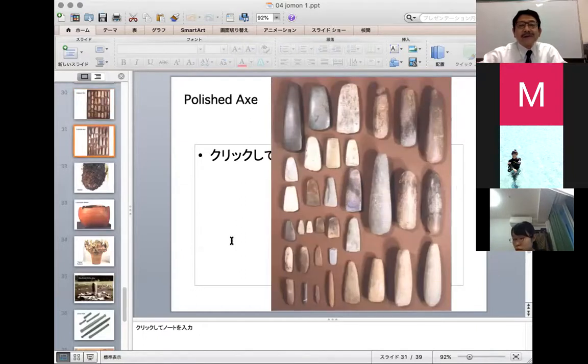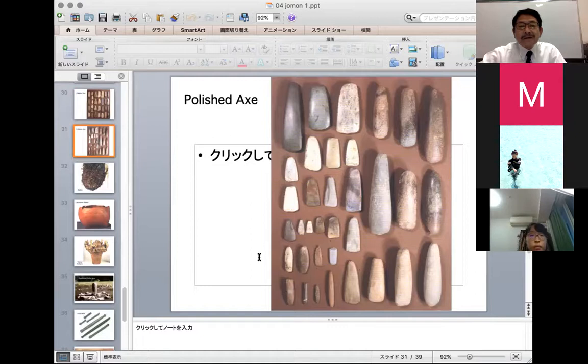But look at these. This is the real axe for cutting trees and working with wood. These large ones are axes, lumbering axes. Small ones here are probably used as chisels. のみのようなね、工具ですね。Chisel tools. They were designed for woodworking.